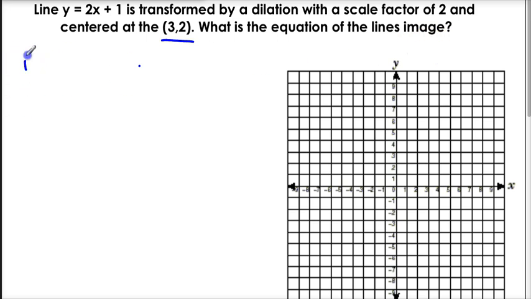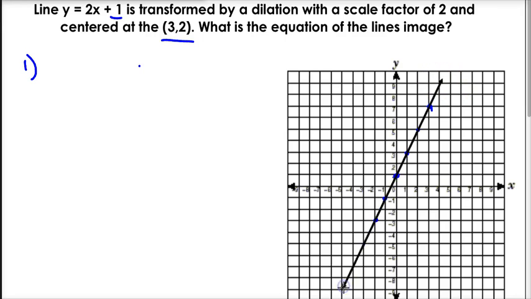Step 1, draw the original line, which is y equals 2x plus 1. That's 1, our y-intercept. And we go up 2 over 1, up 2 over 1, up 2 over 1. Same thing in the other direction. So we're just drawing our line. That is the first step. Let's draw a nice line now.